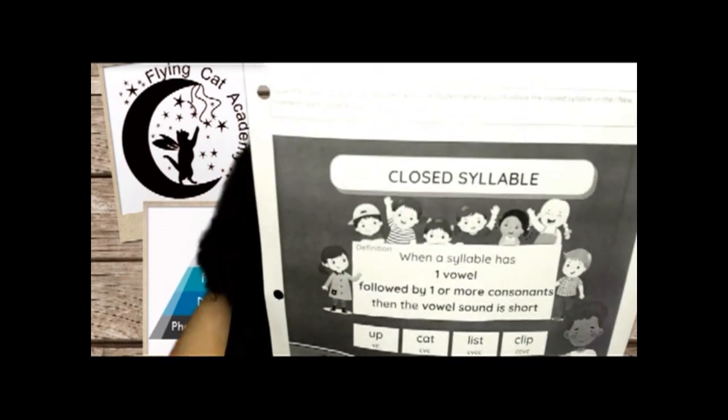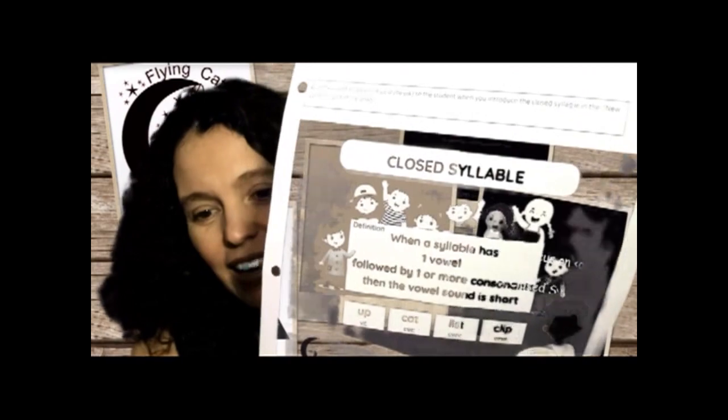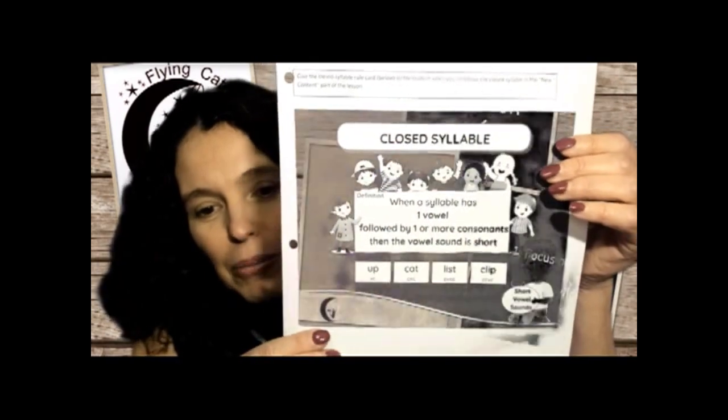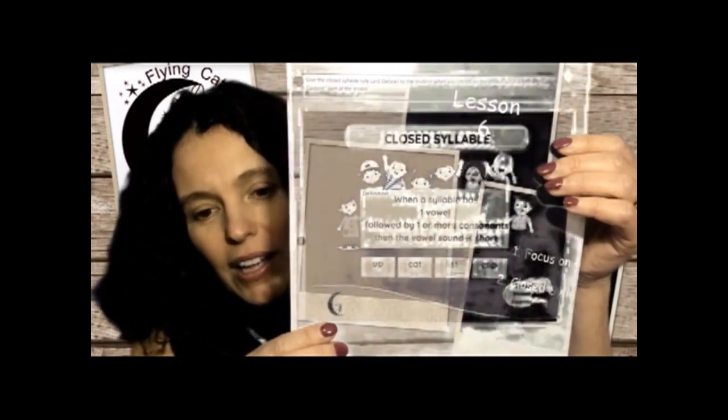Let's grab your rule card right now. And the rule card tells us that a syllable, when it's a closed syllable, it has one vowel, and the vowel is followed by one or more consonants. If that's the case, then the vowel is going to be short. So let's look at what I mean by that.